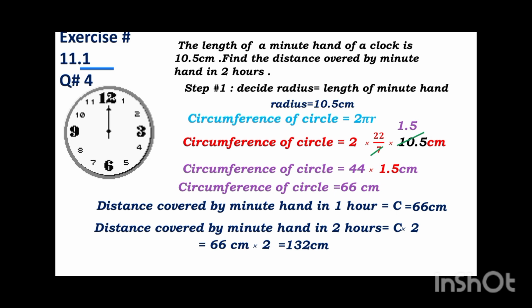Now the length of the minute hand of a clock is 10.5 centimeters. Find the distance covered by the minute hand in 2 hours. So step 1, decide the radius, which is equal to the length of the minute hand. Radius is equal to 10.5 centimeters. Circumference of a circle is equal to 2 pi r. You have to find it by using the formula.